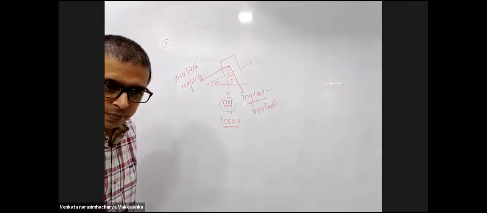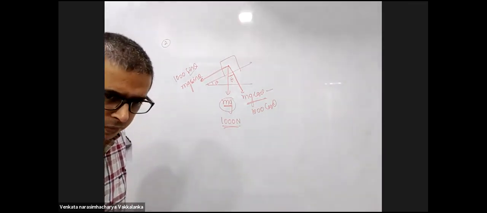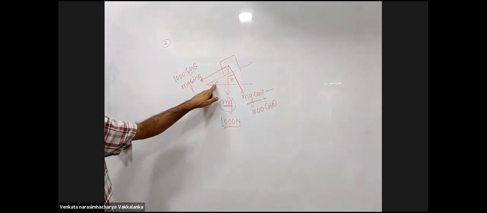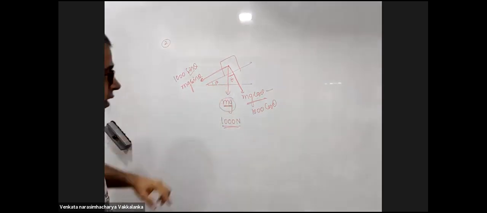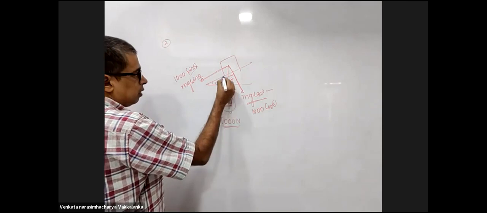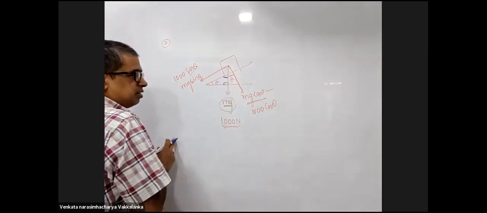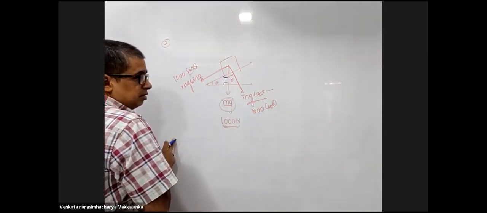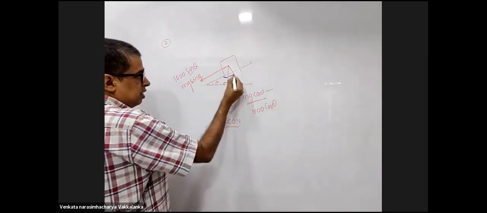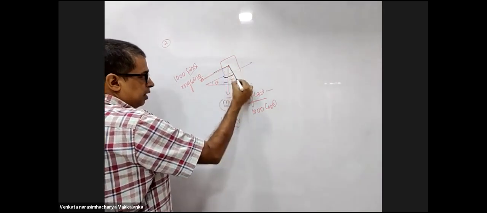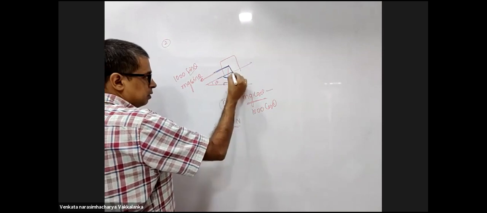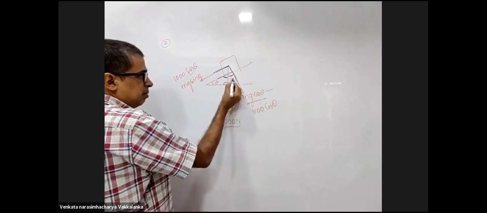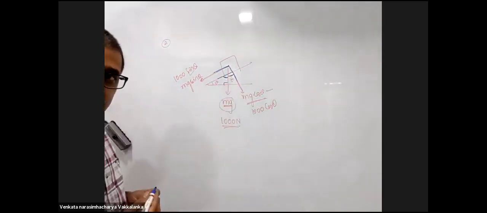Could you explain again how both are theta? This is theta. This angle is 90. This will be 90 minus theta. So this will be theta because these both are perpendicular. This is 90 minus theta. This will be theta.